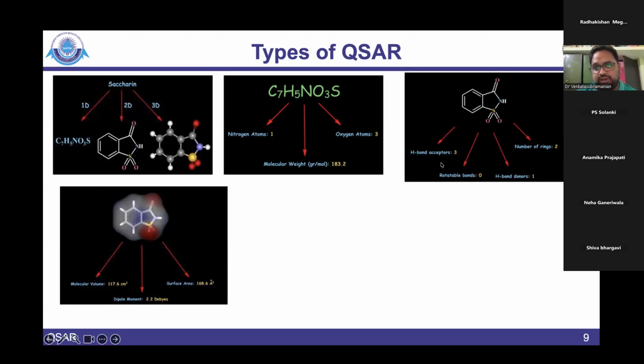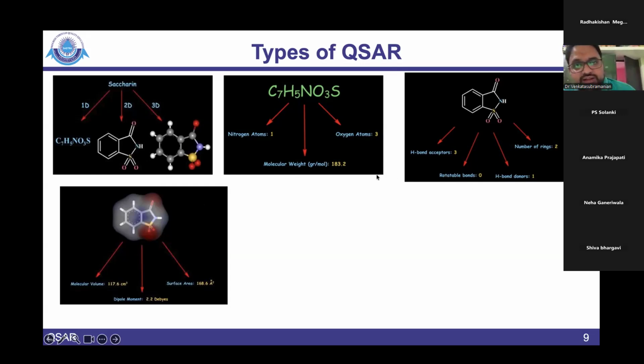So for example, you have hydrogen bond acceptors, the number 3, number of rings are 2, and then hydrogen bond donors 1, and then rotatable bonds, that means that there is no free rotatable bond, degrees of freedom, that is again 0, like this. So each one of these pieces of information can be considered as one molecular descriptor.